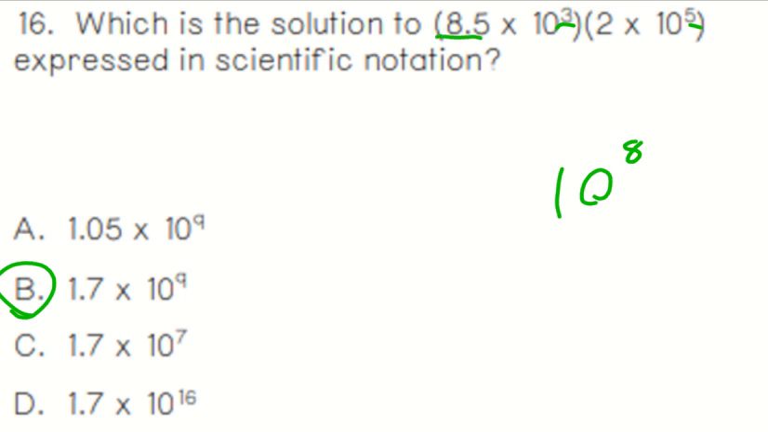But when I've got 8.5 times 2, that makes 17. So I'd have 17 times 10 to the 8th. Remember, we need a single digit out in front. So when I put a decimal there, I've got to add 1 to my exponent. So that's why it becomes times 10 to the 9th. All right? Any questions on that one?